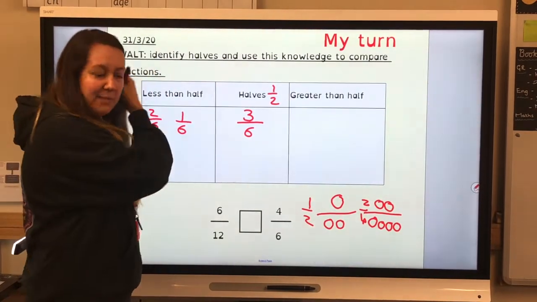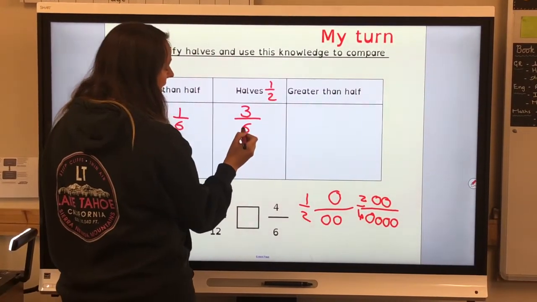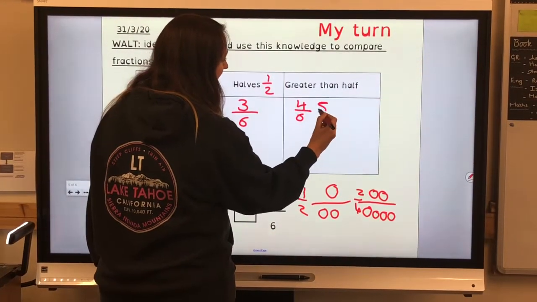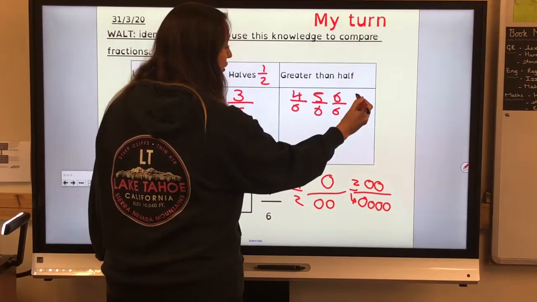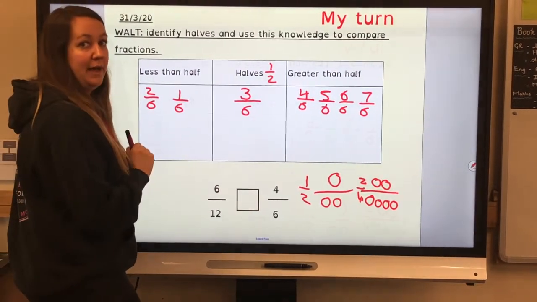I can use that same knowledge to find greater than a half. 3/6 is a half, so greater than that could be 4/6, 5/6, 6/6, which would be the whole, or even 7/6. They are all greater than 1/2.